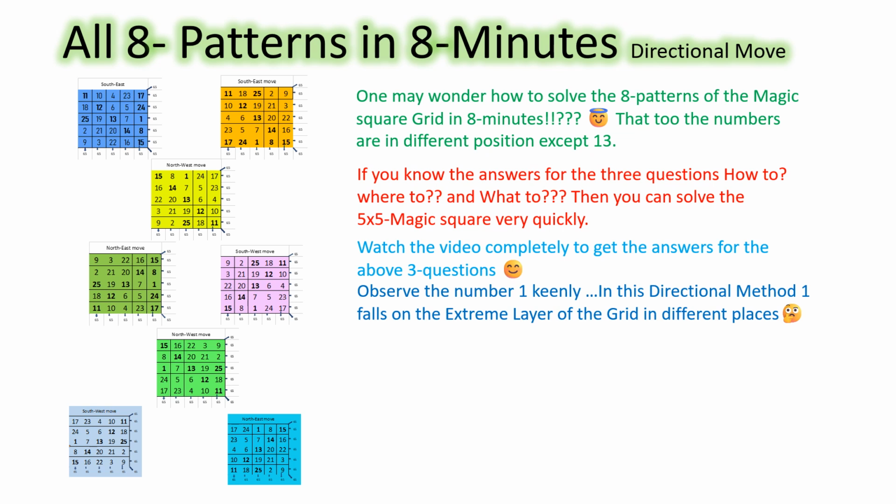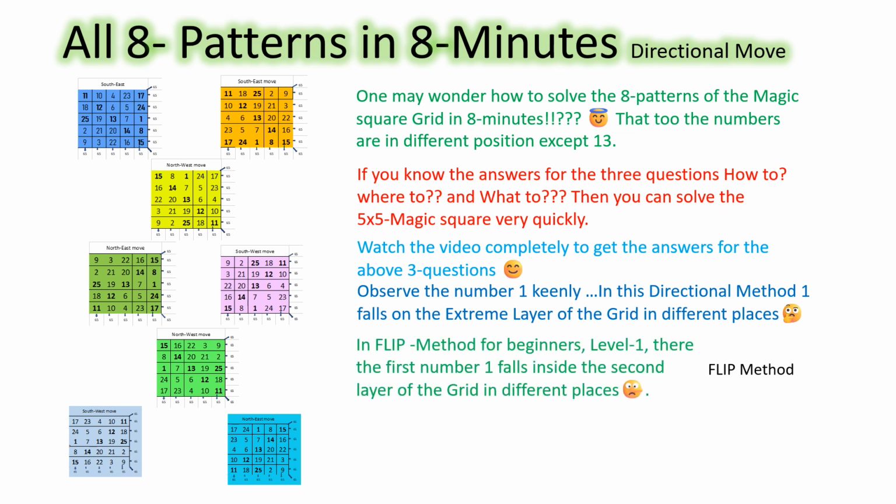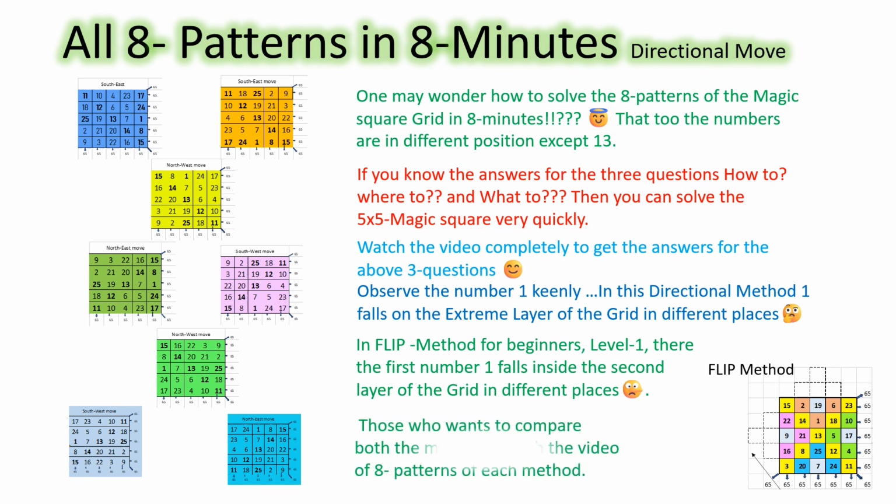In the directional method, look here, number 1 falls on the extreme layer of the grid. Whereas in the flip method, as you might have observed in earlier videos, number 1 falls in the middle layer of the grid. If you want to compare, watch both the videos, and you will come to understand.